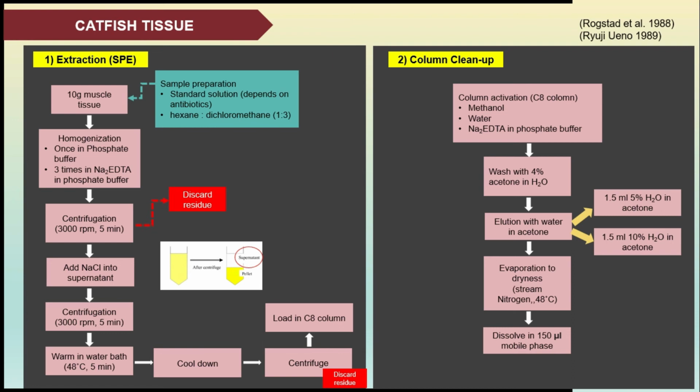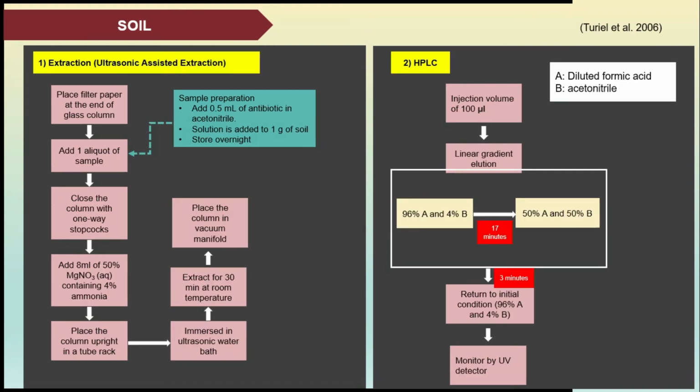Column cleanup involves C8 column activation with methanol, water, and ethylenediaminetetraacetic acid in phosphate buffer. And then the column will be washed with 4% acetone in H2O and will be eluted with water in acetone. After that, there is evaporation to dryness, and last but not least, it will be dissolved in 150 microliters of mobile phase. The extraction method that I use for soil sample is ultrasonic assisted extraction.